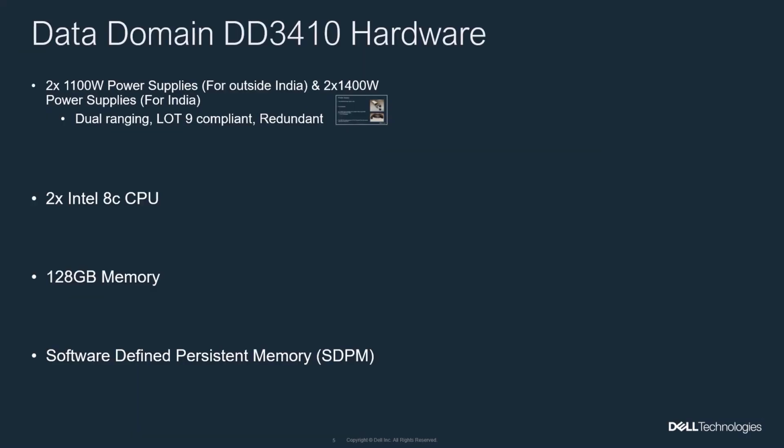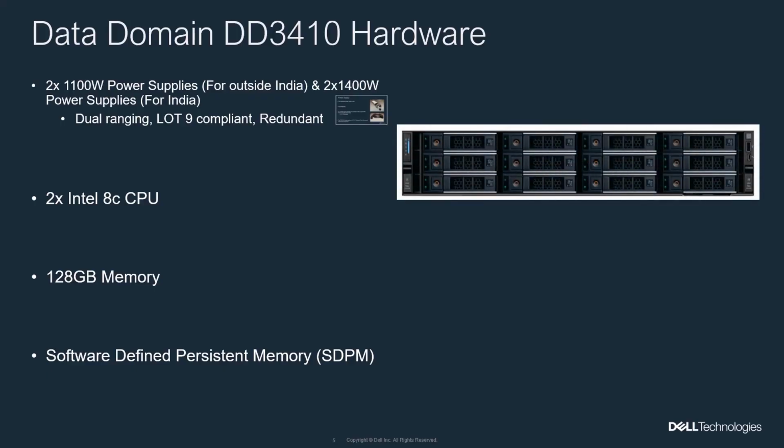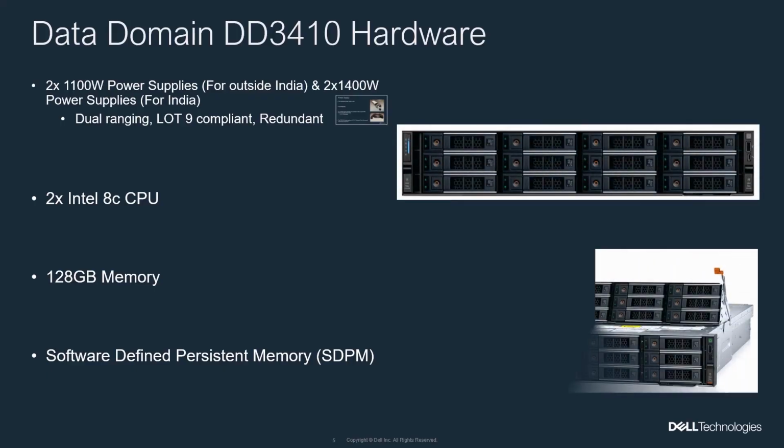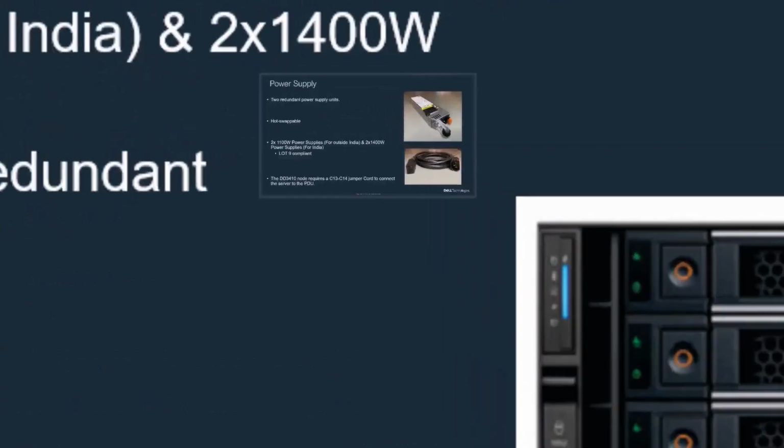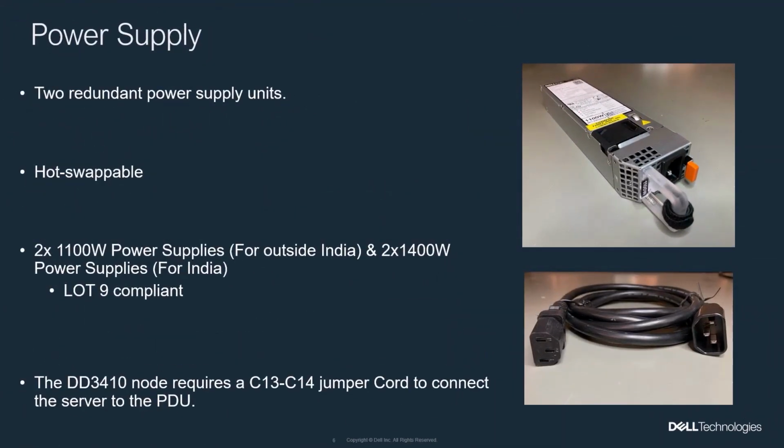Now, I'd like to walk you through the Data Domain DD3410 hardware. Here we can see the front view of the chassis with mid-bay closed and the mid-bay open. Data Domain DD3410 consists of dual redundant power supply units. It comes in two variants, 1100 watts power supplies for outside India and 1400 watts power supplies for India. These are Lot 9 compliant.